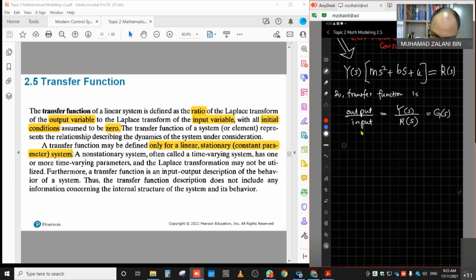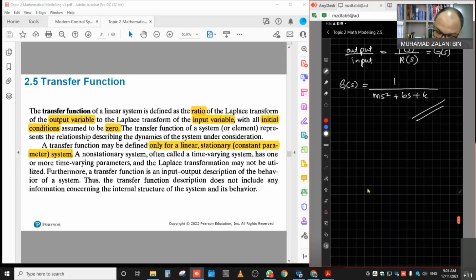So from that equation, Gs is 1 over ms squared plus bs plus k. Okay, so 1 over ms squared plus bs plus k is the Gs, which is the transfer function of the spring mass damper system. Okay, so this is the transfer function of the spring mass damper system. So that was about the mechanical system.